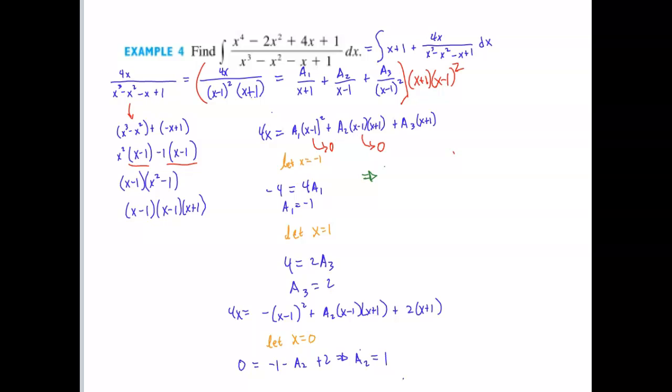All right, so now our integral becomes the integral of x plus 1. A1 is -1, so minus 1 over x plus 1. A2 is +1, plus 1 over x minus 1. And then A3 is +2, plus 2 over (x minus 1) squared, dx.